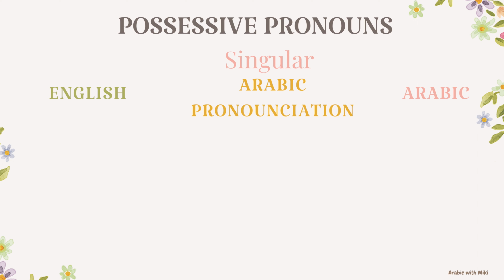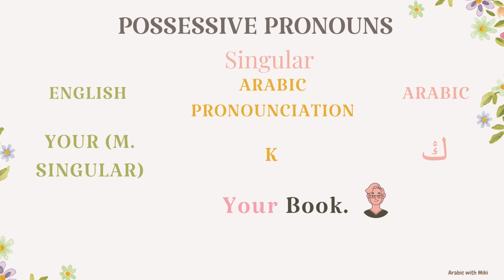A reminder is that the word my is used for both genders, masculine and feminine. Moving on to the next pronoun, which is your for masculine singular, and it's pronounced as ka in Arabic, and it's represented by the letter ka as well. An example for it, your book, is pronounced in Arabic as kitabuk, kitabuk.